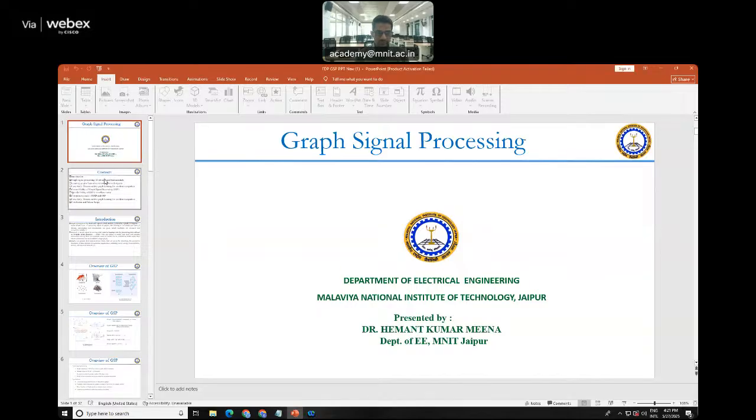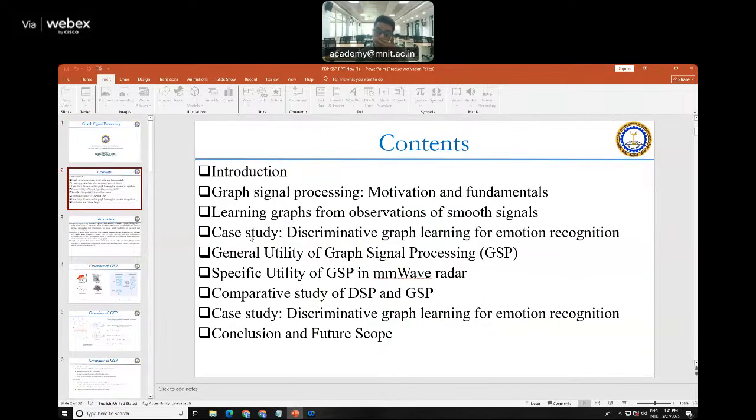So regarding it: what is basically graph signal processing, motivation and fundamentals, learning a graph from observation of a smooth signal, case study on discriminative graph learning for emotion recognition, general utility of graph signal processing, specific utility of GSP in mmWave radar, comparative study of DSP and GSP, and conclusion.